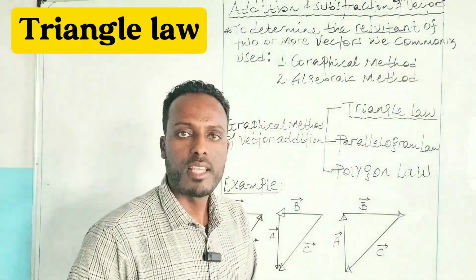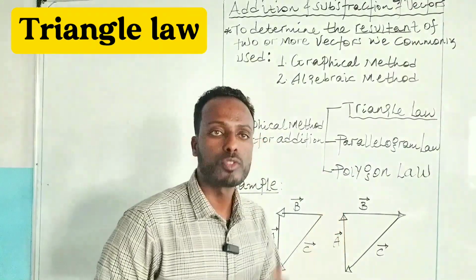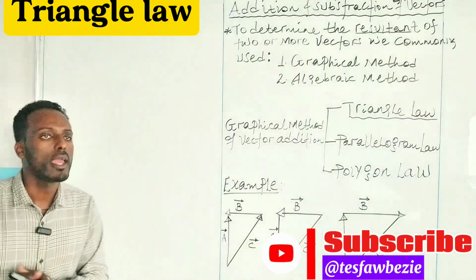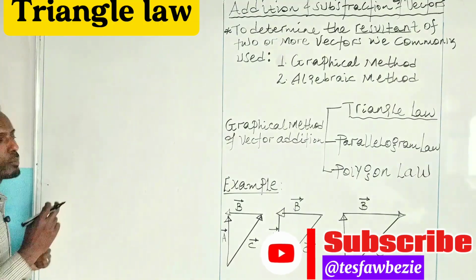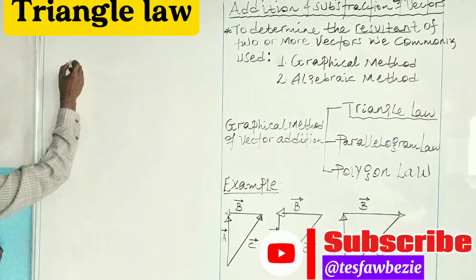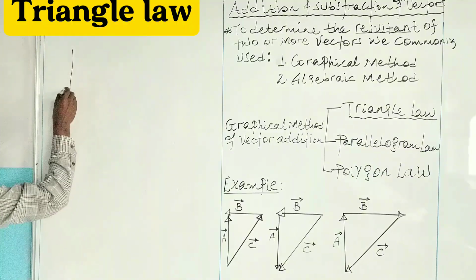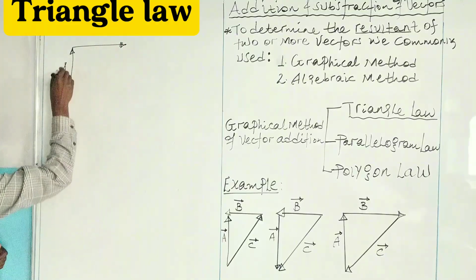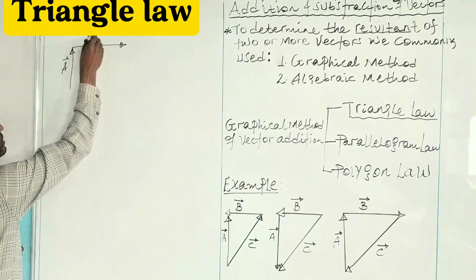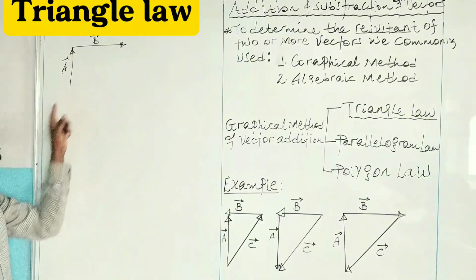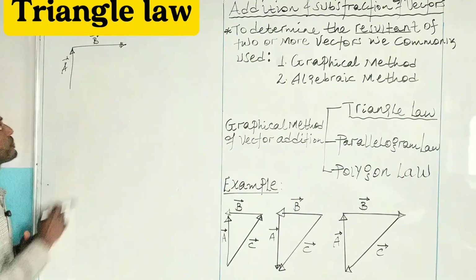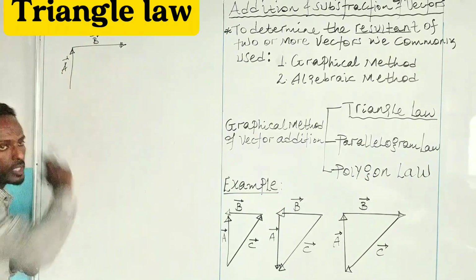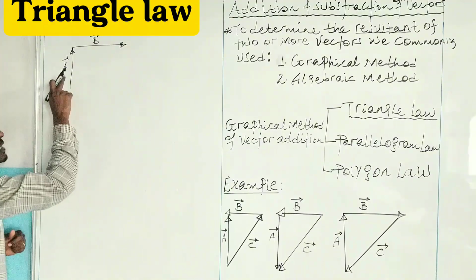To find the resultant of two vectors by using the triangle law of vector addition, we have to connect or place the two vectors head to tail. Let's say this is vector A and this one is vector B. As you can see here, the two vectors are connected head to tail. The head of the first vector is connected to the tail of the second vector, vector B.